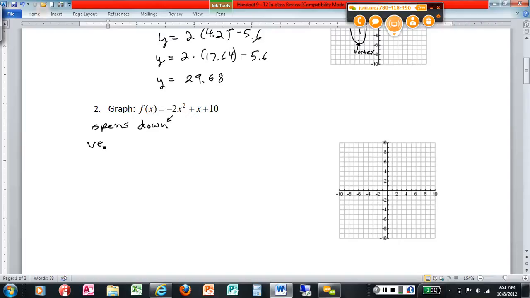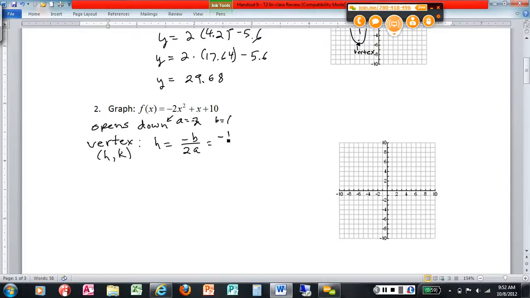Now what about the vertex on this one? Again, we're calling the vertex h comma k. Can't read it directly off of this one, but what I can do is use a little formula there. The h is going to equal negative b over 2a. Turns out if it's in this form, quadratic, you can get the h by doing negative b over 2a, where a, of course, is the negative 2. And then the b is this number in front of the x, which is 1 in this case. So the a is negative 2, the b is 1.